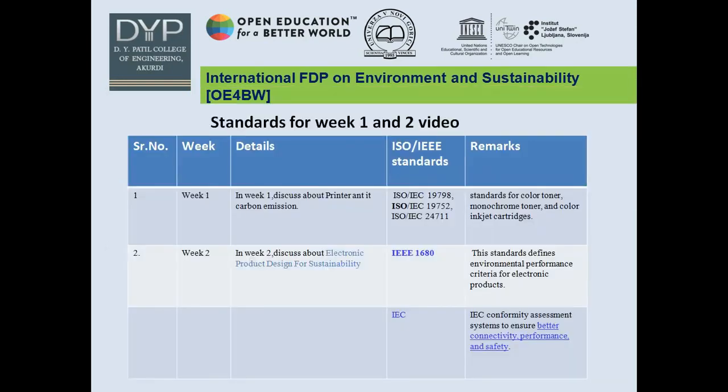Then we discuss the standards followed in the week 1 and week 2 videos. In week 1 videos we follow the ISO and IEC 19798 standard about the printer. Then in week 2, about electronic product design for sustainability, we discuss the IEEE 1680 standard. Also an IEC standard is defined for electronic gadgets. So these are the standards followed in week 1 and week 2 videos.